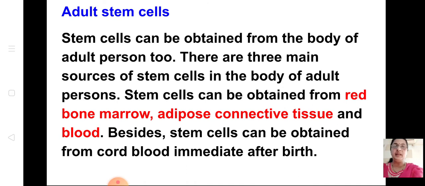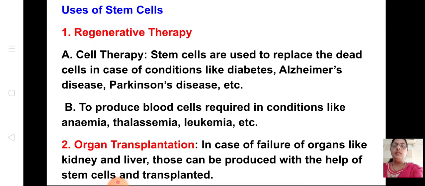So there is a placenta connecting the child and the mother. Immediately after birth, the umbilical cord which is connecting them will also have these adult stem cells. Understood? Okay. Now what are the uses of these stem cells? We'll see the uses. One is regenerative therapy.